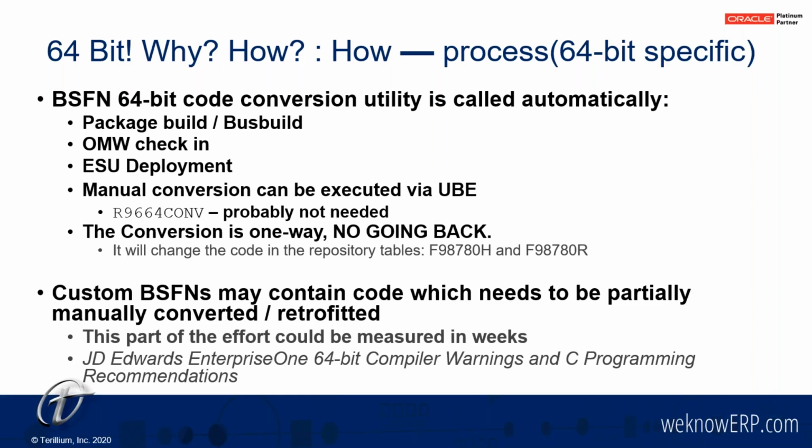Okay? Same thing, you check in a business function to OMW. Again, anything that is automatably changeable, did I just do a George W. Bush word there or something? I don't know. But at check-in, it does this. Also, ESU deployment. That's why you won't see, here's the 64-bit version of the ESU and here's a 32-bit version. No, you won't see that, so don't look for it. Anytime you deploy an ESU, anything that's not 64-bit compatible will get automatically converted.